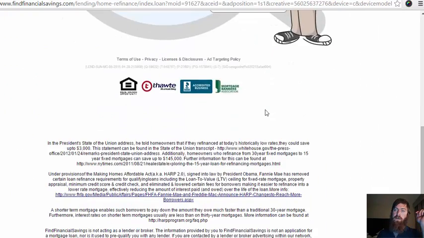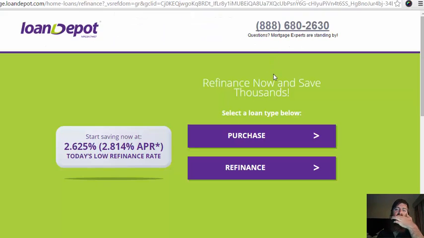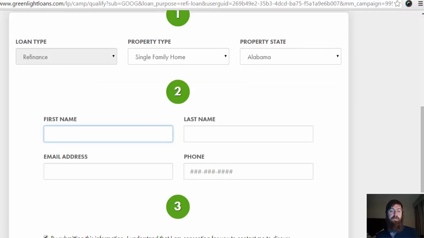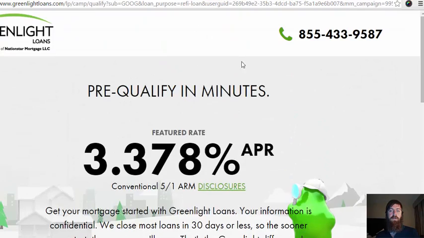Is there any urgency here? No, there is not. Refinance now and save thousands. So they're trying to allude to urgency here. They're saying this is today's low refinance rate. Now, if they were somehow able to put a chart or something and show how today is lower than any other day in recent history, that would be money. But these companies are already doing well.